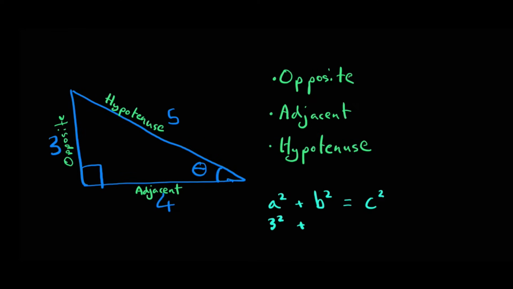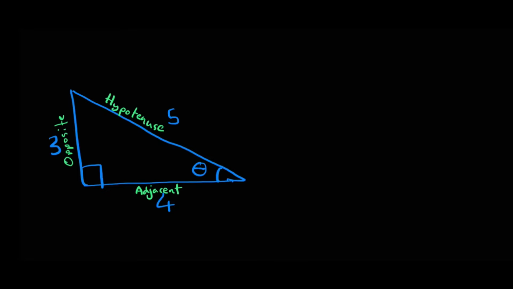So in this case it would be 3 squared plus 4 squared equals 5 squared. So 9 plus 16 equals 25, and we can see that's true. And so Pythagoras' theorem works for all right-angled triangles, and by rearranging it you can basically work out a missing side length given two side lengths. Alright, now that we've established that, let's learn the three main trig ratios.